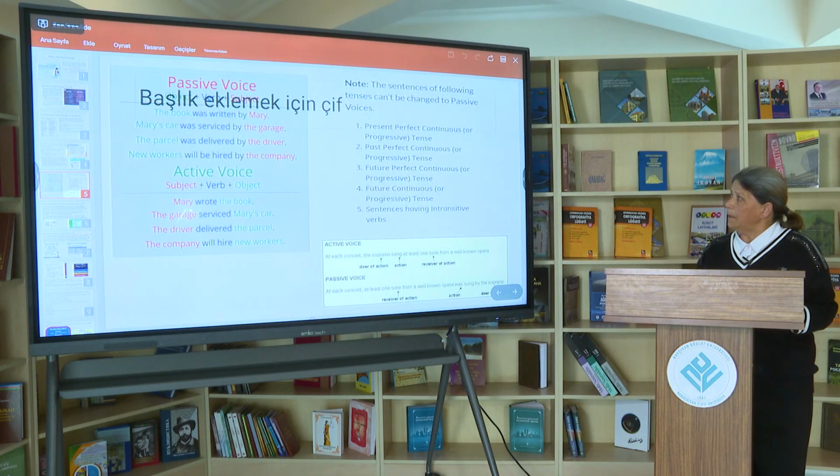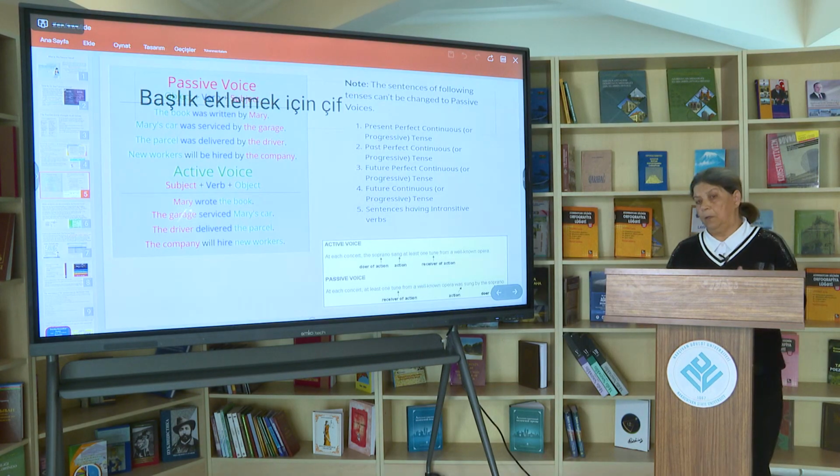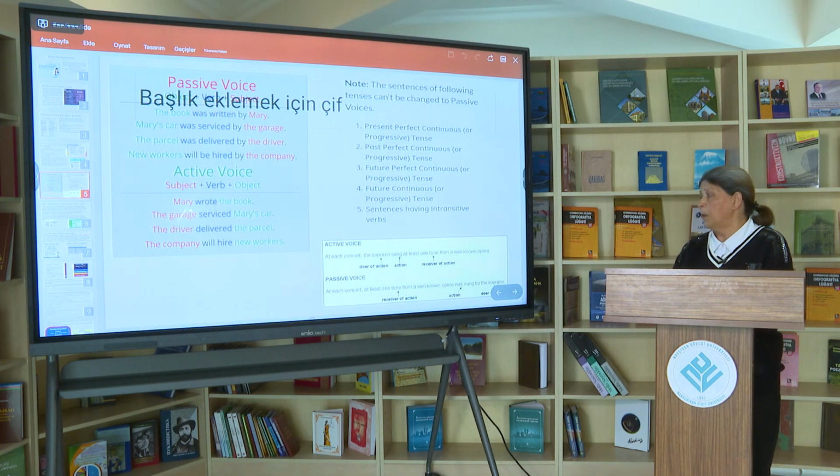If you remember, we said that we can convert active sentences, active tenses, into passive sentences or passive voices. But there are some cases that we cannot convert. Just now I told, and I am going to repeat once more: present perfect continuous, past perfect continuous, future perfect continuous, future continuous tense sentences having transitive verbs never can change into passive form.